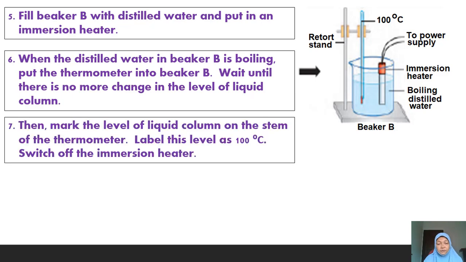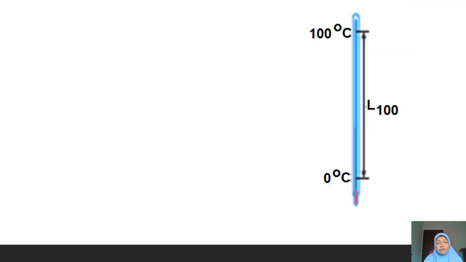Next, we mark the level of liquid column on the stem of the thermometer. This level is known as 100 degrees Celsius. After that, we switch off the immersion heater, right? So now we have two levels. The first one is 0 degrees Celsius. The second one is 100 degrees Celsius.